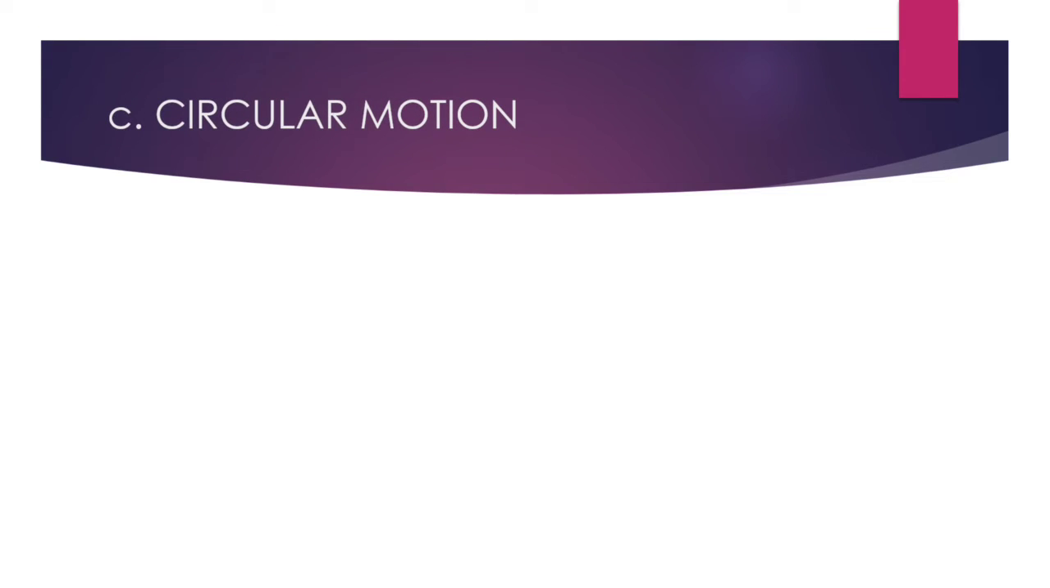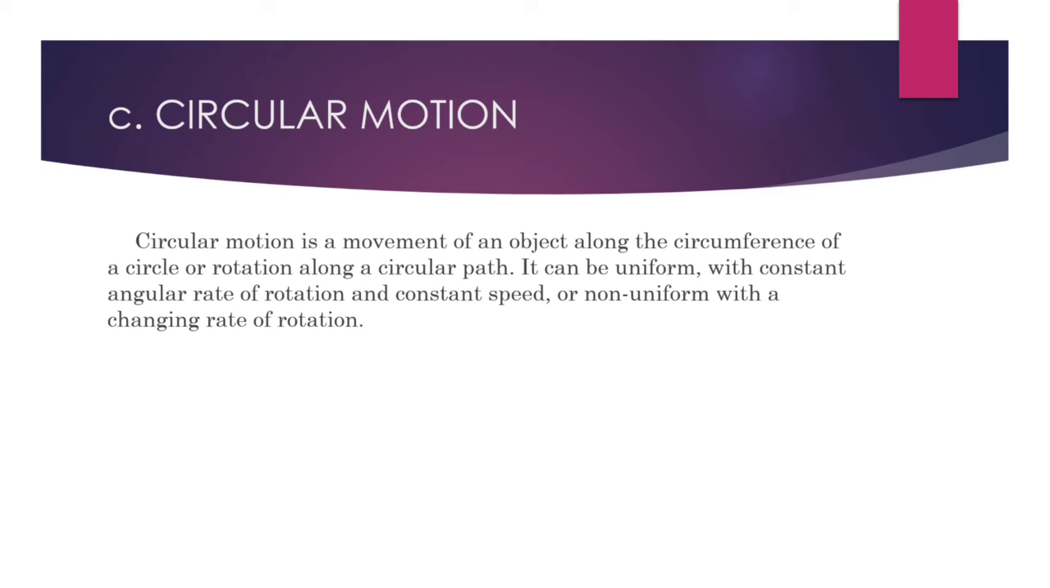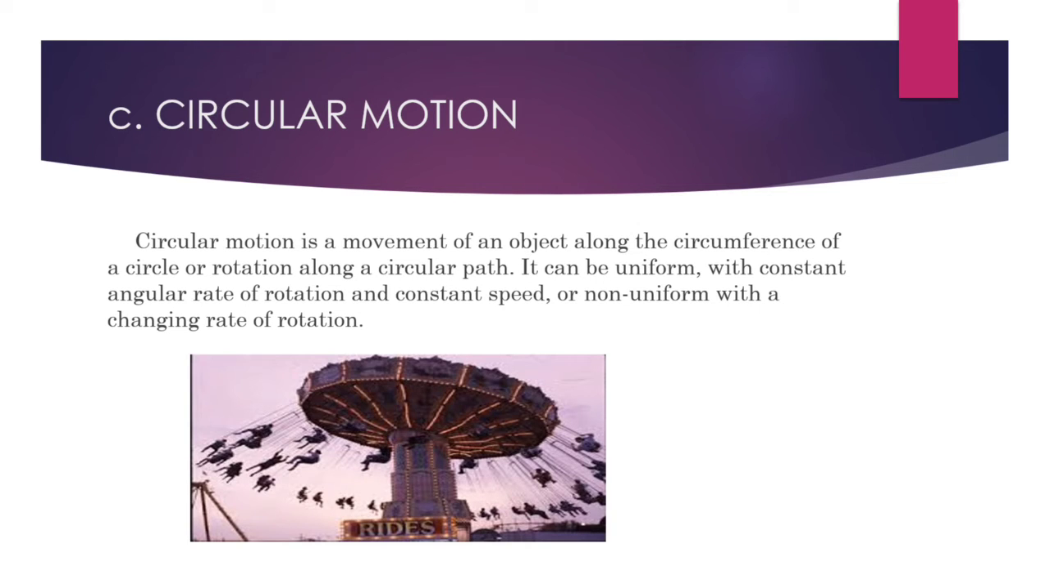Third, circular motion. Circular motion is a movement of an object along the circumference of a circle or a rotation along a circular path. It can be uniform, with a constant angular rate of rotation and constant speed, or non-uniform, with a changing rate of rotation.